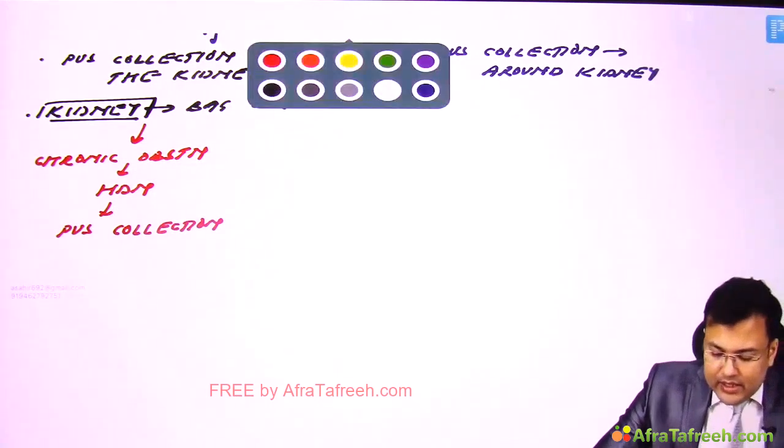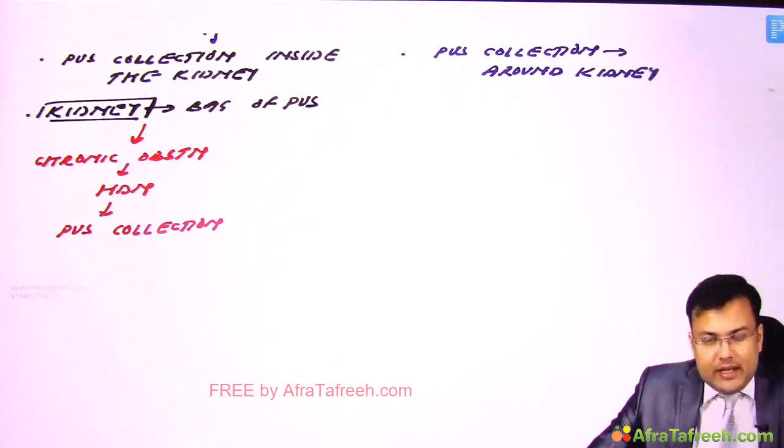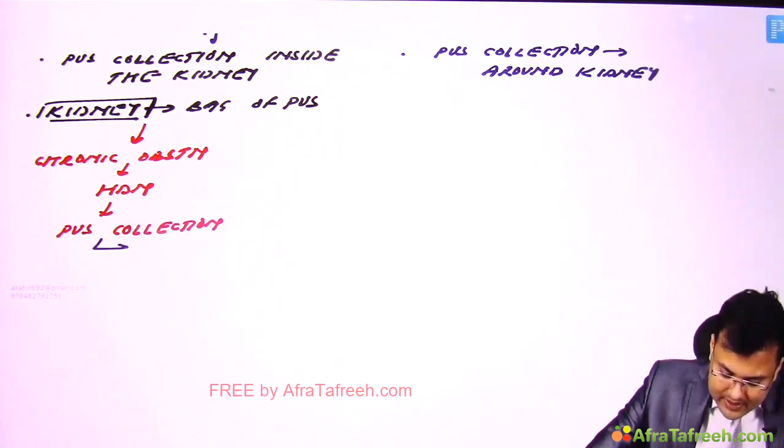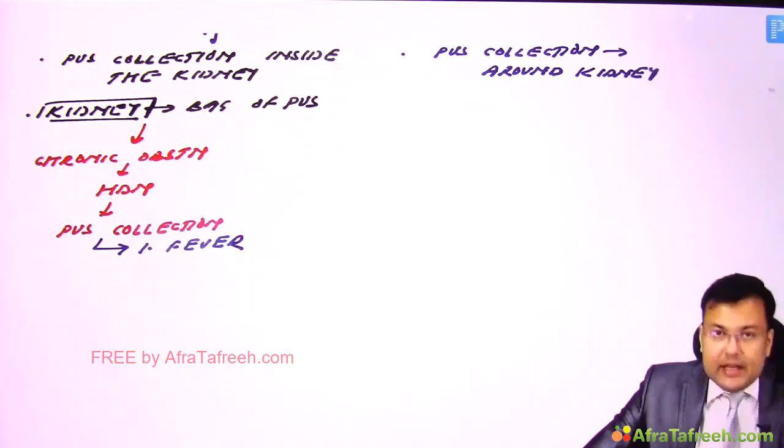Clear? Now see the symptoms. What are the clinical features? This is very easy to understand. So because of pus collection, the patient is having what? Fever with chills and rigor.